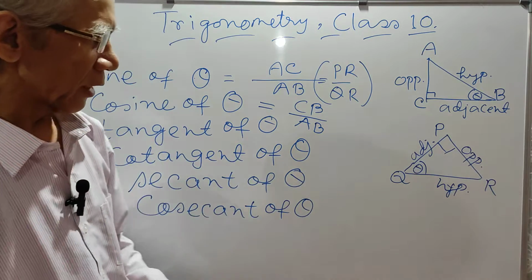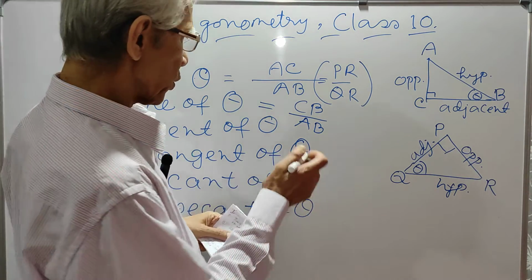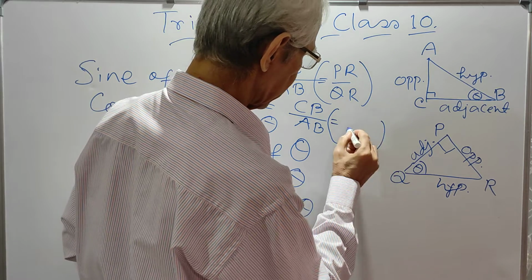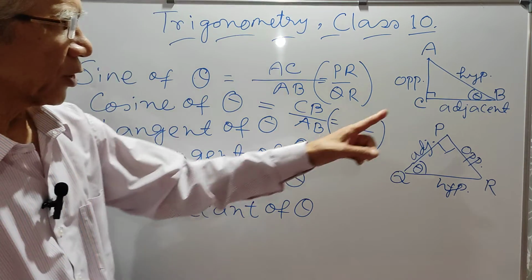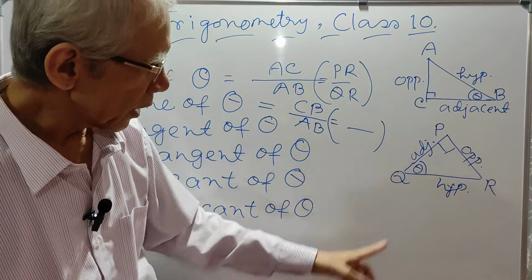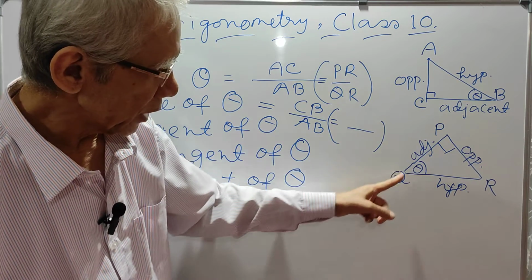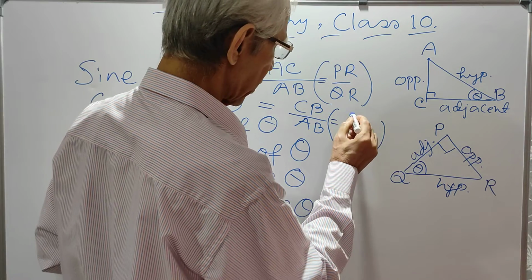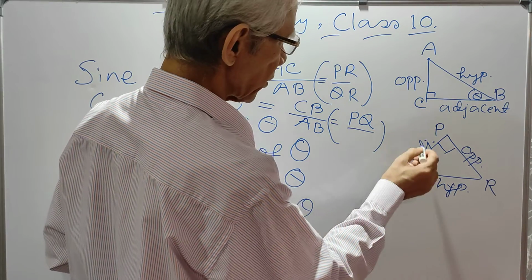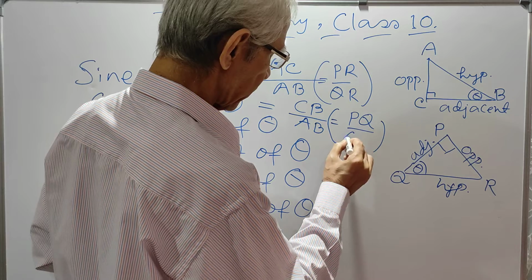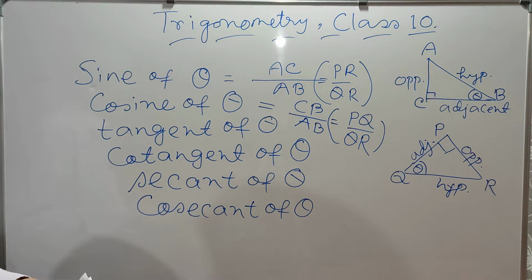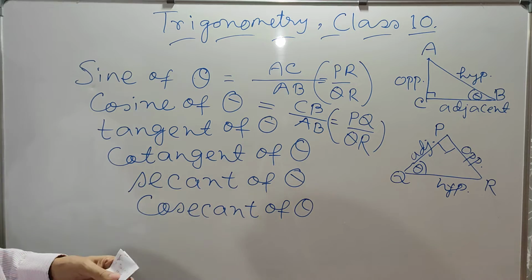Now in this triangle, what will be cosine of angle theta? Adjacent by hypotenuse, that is what you have to remember. Here adjacent is PQ, so PQ by QR. PQ is adjacent and hypotenuse is QR. Have you followed? Okay. Now we will come to tangent.